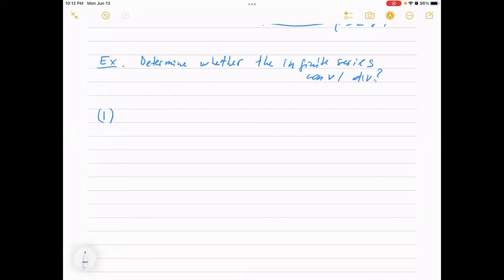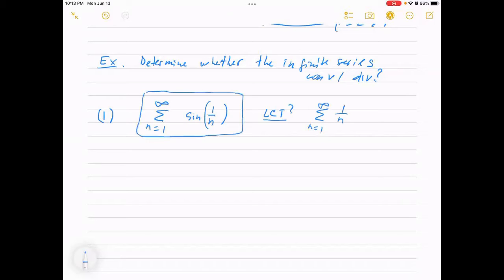First example is we start with the infinite series sine of 1 over n, from 1 to infinity, and somehow we want to limit compare it with the harmonic series. So we want to determine whether the series sine of 1 over n is convergent or divergent. So what we try to do is we'll try to LCT with 1 over n.